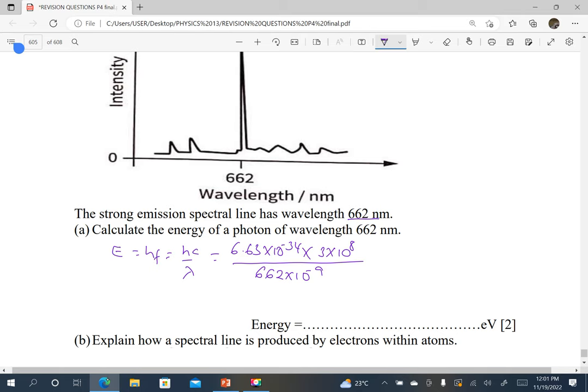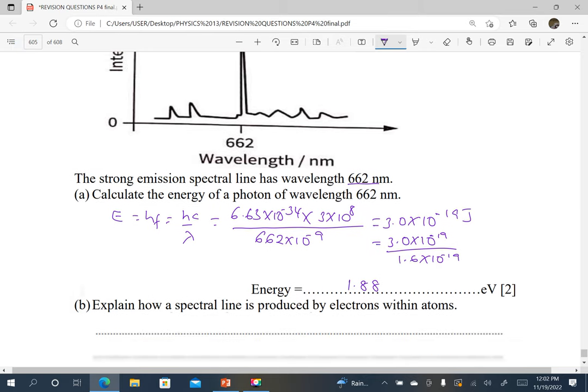So I check my calculator. So this is 3.0 times 10 power negative 19 joules, but we have to change it to electron volts. So in electron volts, this would be 3.0 times 10 power negative 19 divided by 1.6 times 10 power negative 19. And this gives me 1.88 electron volts. So that is the energy.